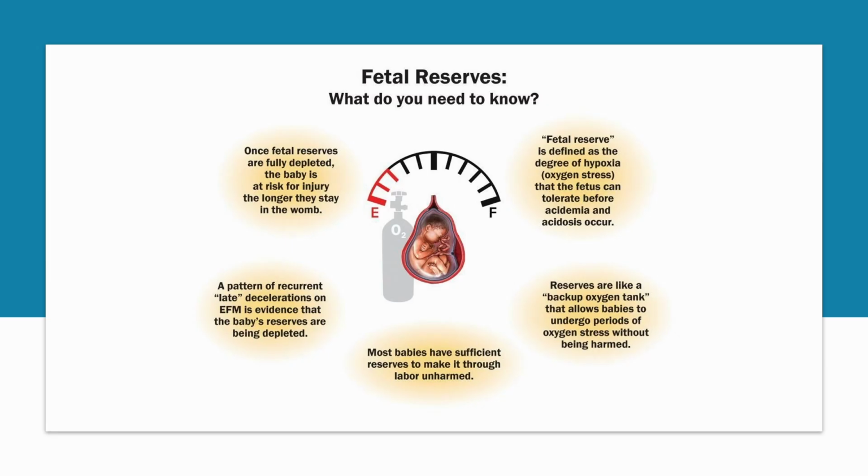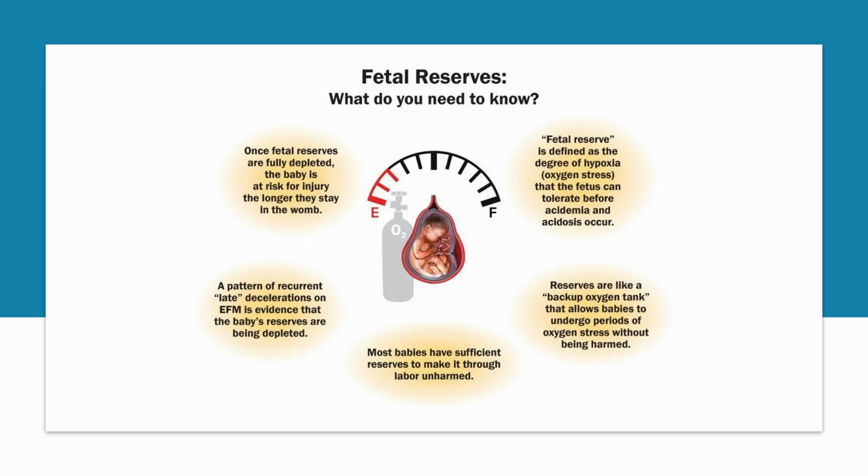Another thing you want to know when we're looking at heart tones is something that's called fetal reserves. This is defined as the degree of hypoxia or oxygen stress that a fetus can tolerate before bad things happen. Okay, so think of it like a backup oxygen tank. It's something that healthy, normal babies have. They have a backup oxygen tank. So as they're going through the stress of labor and the contractions and everything like that, if they need extra oxygen, they have this reserve tank.